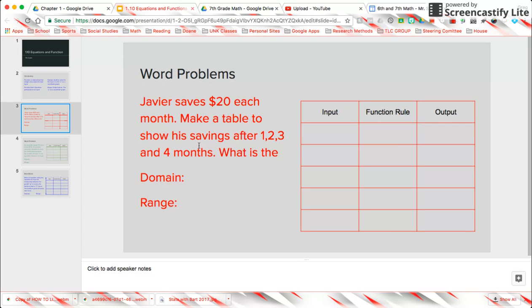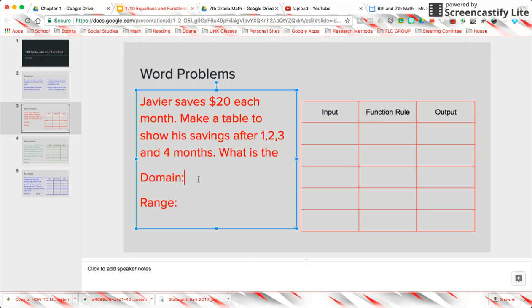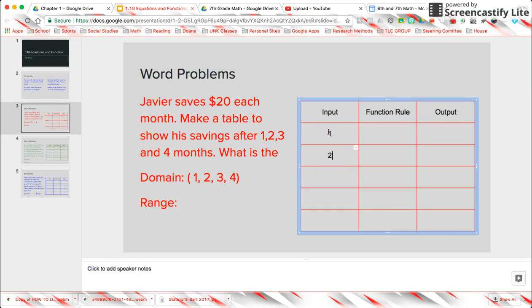So here's a word problem that says Javier saves $20 each month. Make a table to show savings after 1, 2, 3, and 4 months. What is the domain? What is the range? So we got a lot of information we're going to put in here. The first thing we're going to do is look at our inputs. And our inputs for this are 1, 2, 3, and 4 months. All right, so those are going to be our inputs.